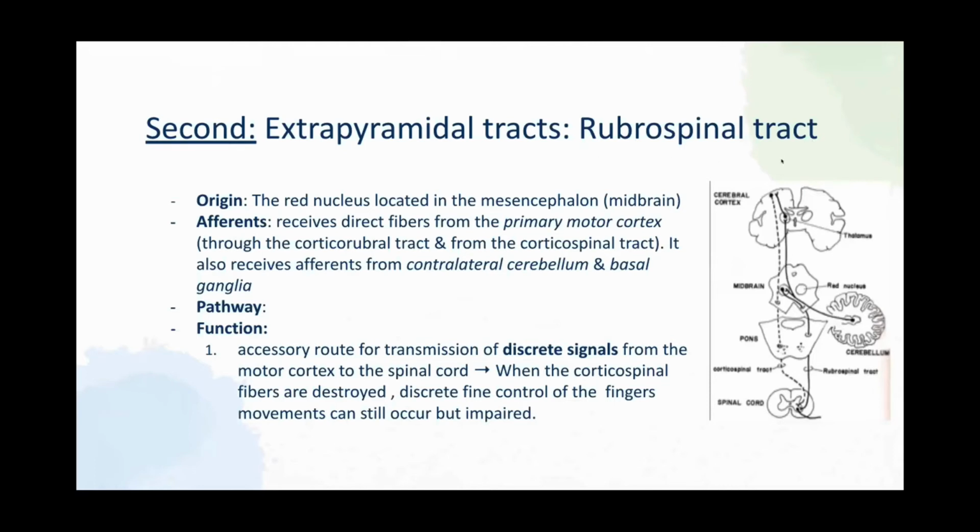The origin of all extrapyramidal systems, just so you know, the main nucleus is always located in the brainstem. So when we say the origin is in the red nucleus, which is in the midbrain, the mesencephalon, this is the red nucleus, and that's why it's called the rubrospinal tract, because rubro is red, and I think it's Latin. Rubro is red. That's why it's the red nucleus in the midbrain.